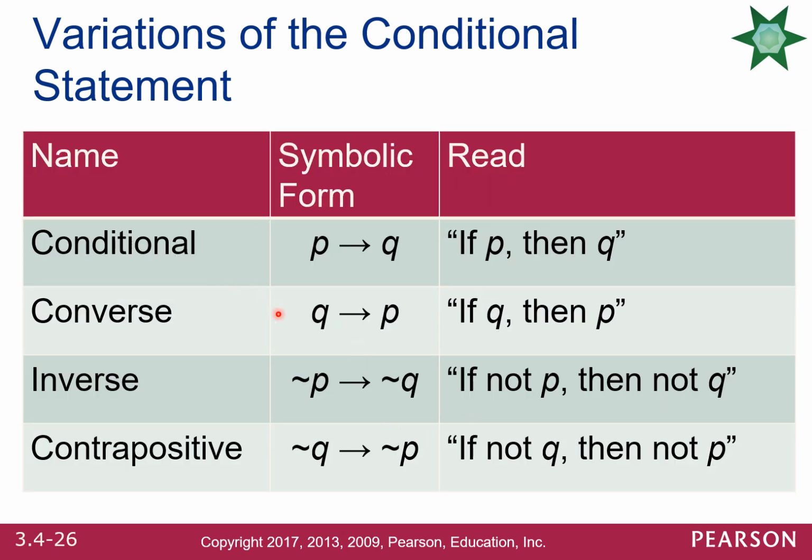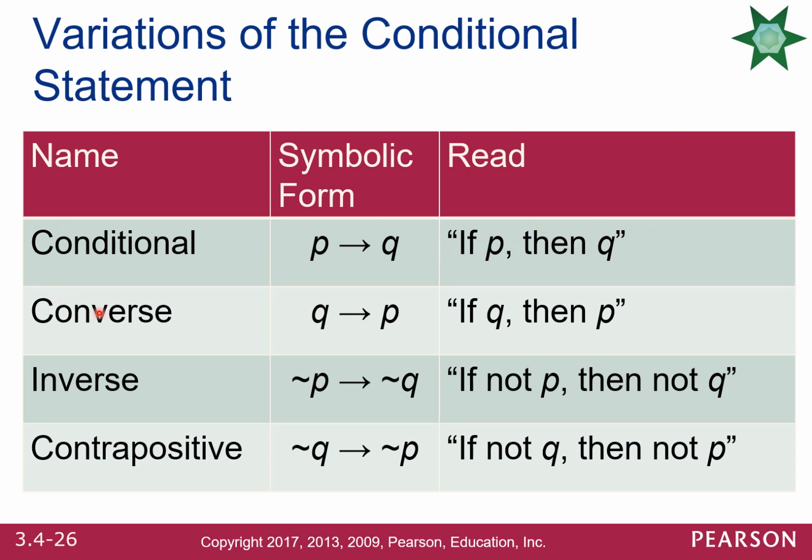Now here's a tabulation of the variations of the conditional statement. We have the name of the variation followed by the symbolic form of each of the variations and then how it should be read. All right, so we start with the conditional whose variations we will look at. So the symbolic form of any conditional statement is written like this: P followed by the one directional arrow and then Q. This reads as if P then Q.